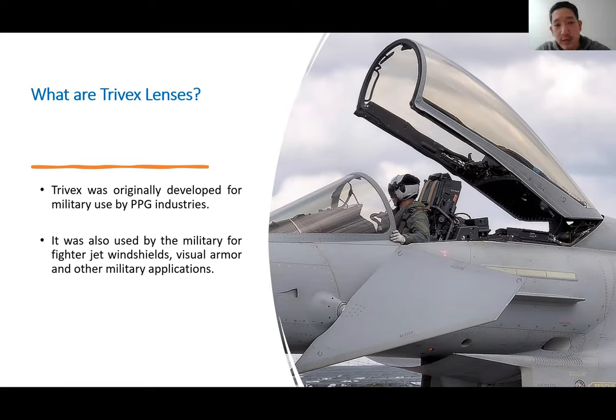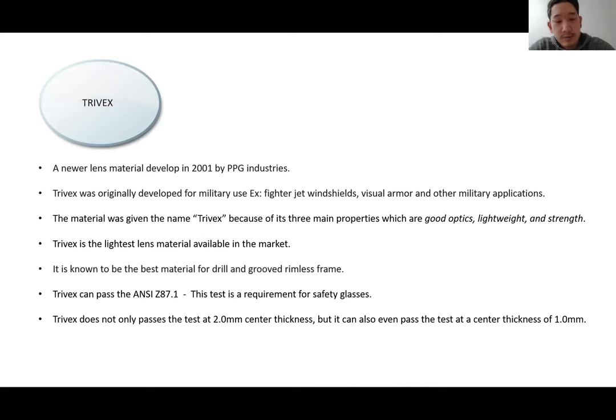It was originally used for the military, for fighter jet windshields, visual armors, and other military applications. Why? Because of its strength and the power of this lens. Other important facts that we need to know about Trivex is, number one, it is a newer material that was developed in 2001 by PPG Industries. Trivex was originally developed for military use, as seen in the previous slide, for military windshields, visual armors, and other military applications.